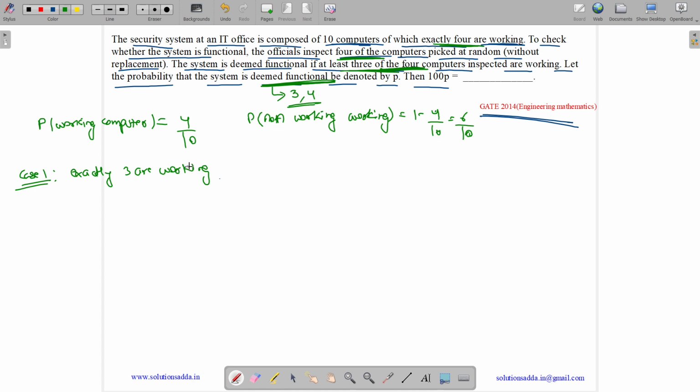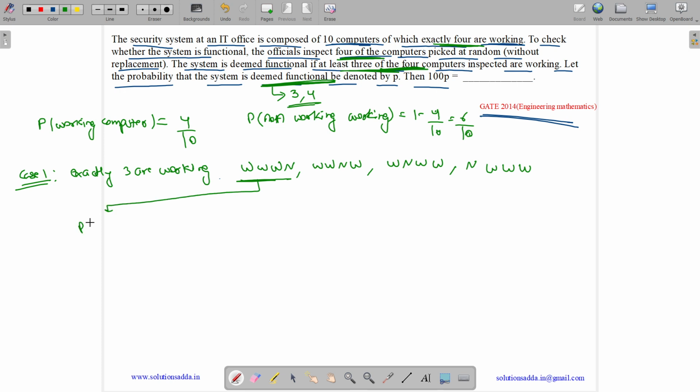So for exactly 3 are working, we can have 4 cases. Either first, second and third are working and fourth is not working, or first and second are working, third is not working, fourth is working, or first is working, second is not working, third and fourth are working, or first is not working, second, third and fourth are working. Now let us calculate the probability of this part.